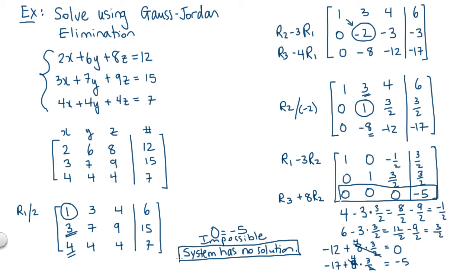So that is the end of the problem. It's good to write down system has no solution, so it's clear that we understand that we cannot solve this system. And just as a little reminder that whenever you see a row of zeros on the left and something non-zero on the right, you're getting an impossible statement that cannot be true. So 0 equals negative 5, not going to happen for any values of x, y, and z. At that point, the problem stops and we say the system has no solution.